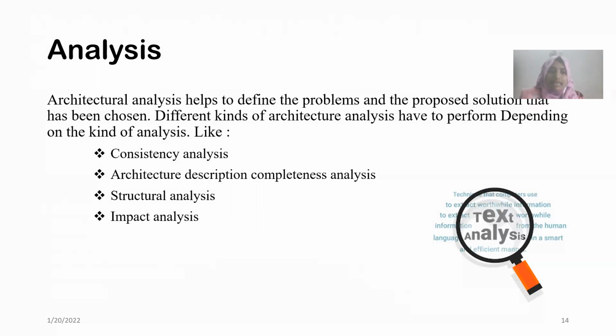The next step is analysis. Architectural analysis helps to define the problem and the proposed solution that has been chosen. Different kinds of architectural analysis are performed depending on the kind of analysis, like consistency analysis, architectural description, completeness analysis, structural analysis, and impact analysis.